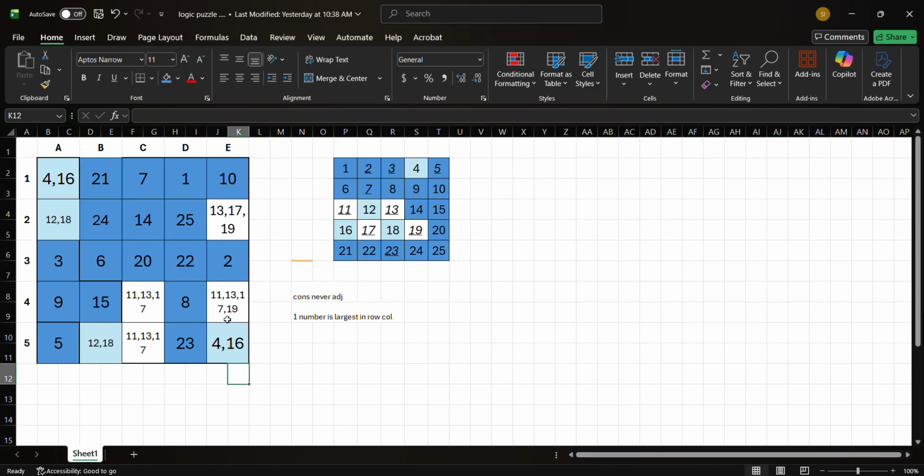If the 19 was here, think about the rows and columns thing. So this row hasn't got anything bigger than 19. This column hasn't either. So 19 can't be there because then it would be the biggest, and there's only one number, which is 25, that does that. Which means 19's only left in this spot. So 19 must be there.